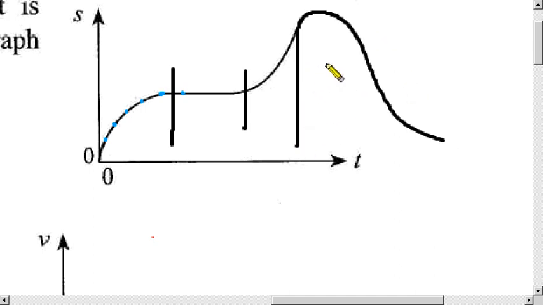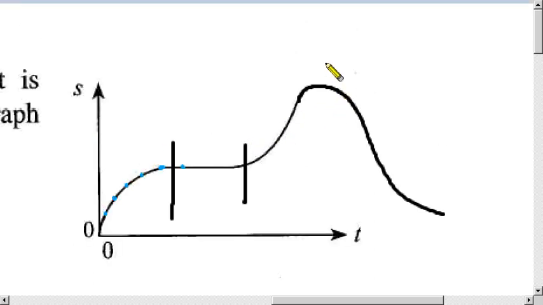After this time the graph goes like this, and then we can find a negative gradient, because now the graph is tilted. Before, it was tilted to the right side. Now the tangent is tilted to the left side, leaned left. So we say the gradient is negative, because the gradient is this angle.